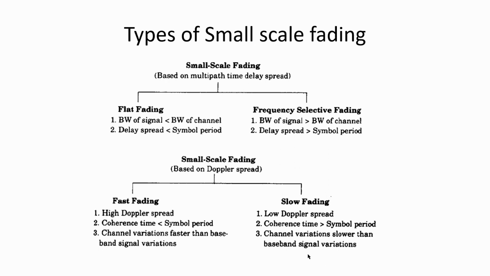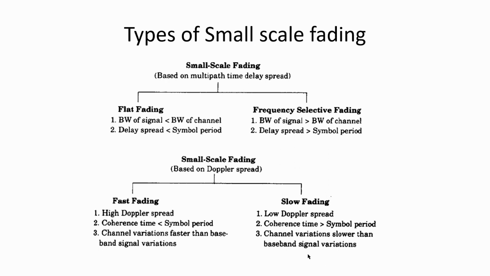Based on the Doppler effect, we have two types of small scale fading: fast fading and slow fading. Fast fading occurs because of high Doppler spread, when the vehicle is moving at much higher speed. Slow fading occurs because of low Doppler spread. The coherence time is less than the symbol period for fast fading, and greater than the symbol period for slow fading.